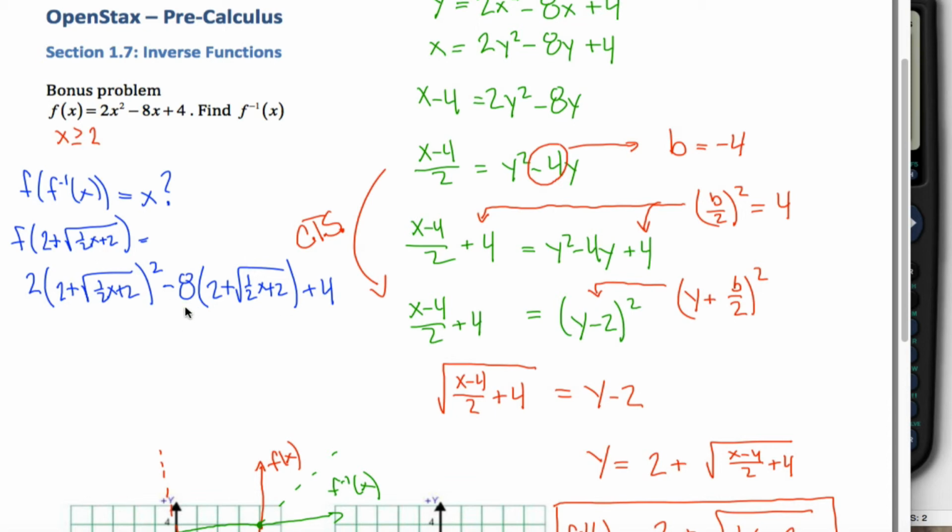And when you simplify this mess out, we better get x as our answer. Let's see if that happens. I guess you could FOIL this whole thing out. I'm not thrilled about it, but I'll do it.